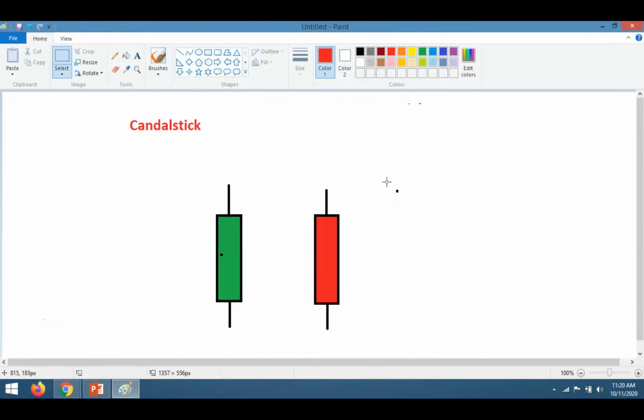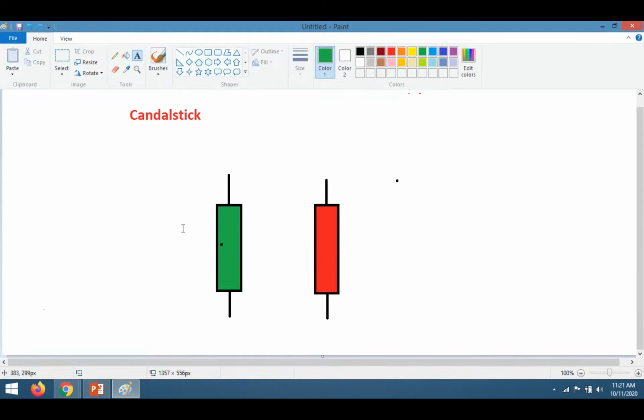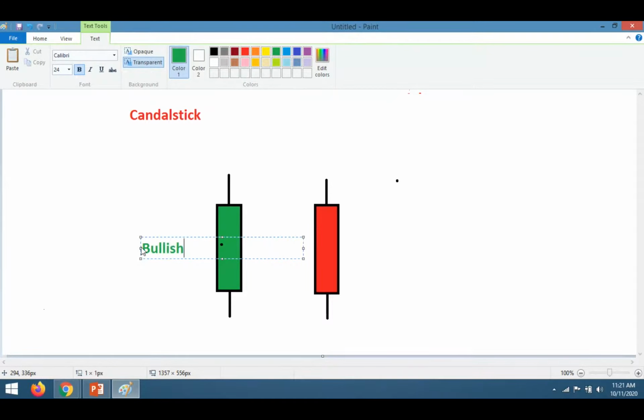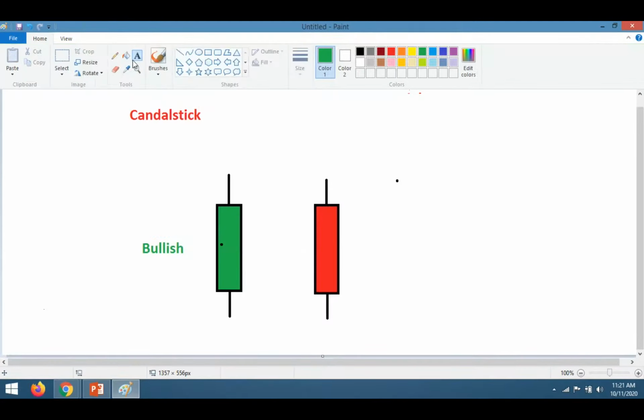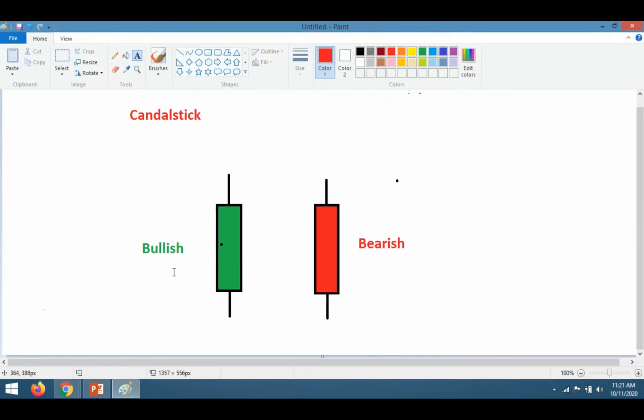Whenever you see a chart, you see these two types of candle, one green and one red. This green candle is called the bullish candle. Bullish candle means the market is going up. Green candle means market going up. This is quite basic, but I cover it for the new members, so just bear with me. And the red candle is called the bearish candle.